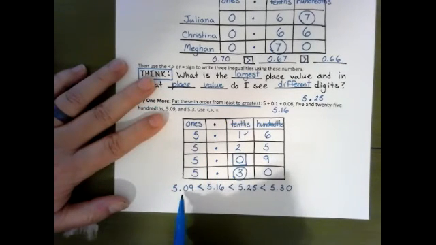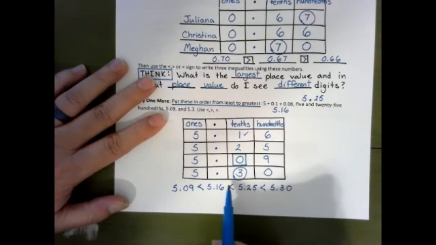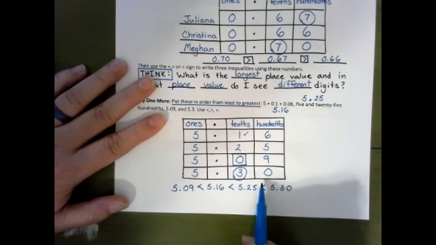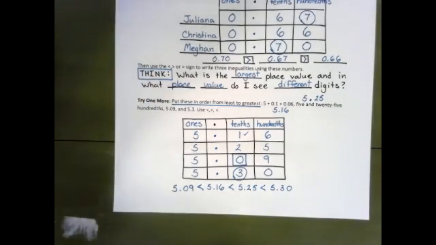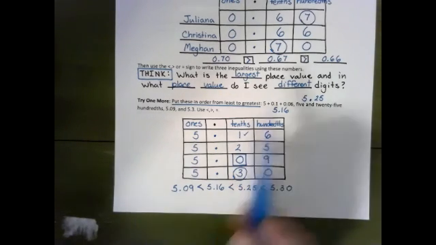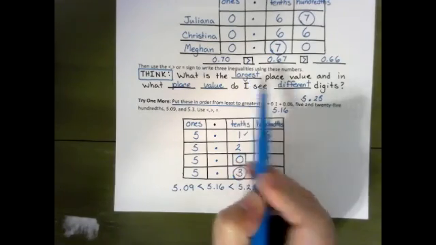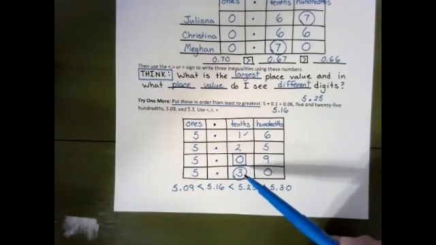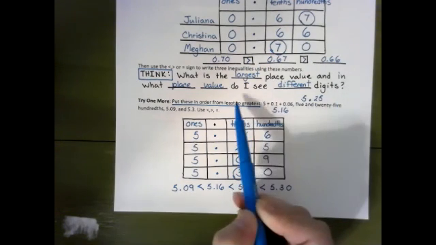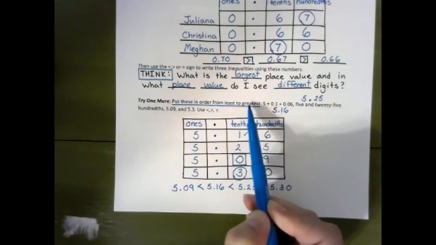5 and 9 hundredths is less than 5 and 16 hundredths, which is less than 5 and 25 hundredths, which is less than 5 and 3 tenths. In your work today, you can use place value charts to practice. Remember, look for which place value is the largest and which place value has different digits where you can compare. Don't get tricked. Pay attention to the order you'll need to put them in.